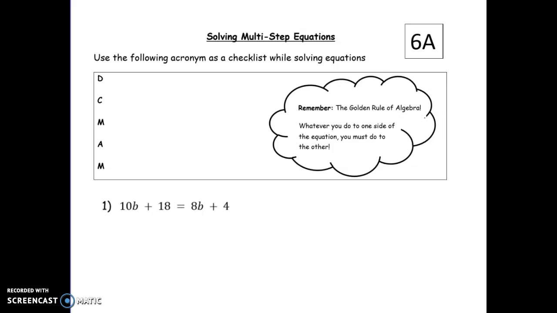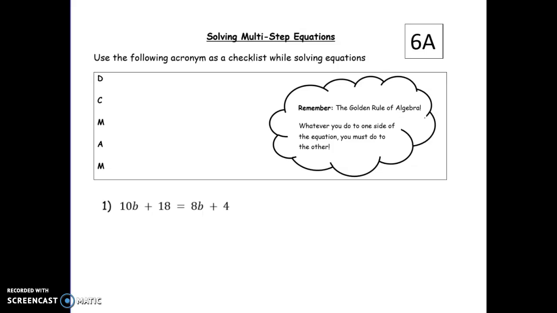Hey guys, welcome back. Today we're going to talk about solving multi-step equations. Last year you learned how to solve one-step equations and two-step equations, and this year we're going to actually add on combining our like terms and distributing and solving multi-step equations.